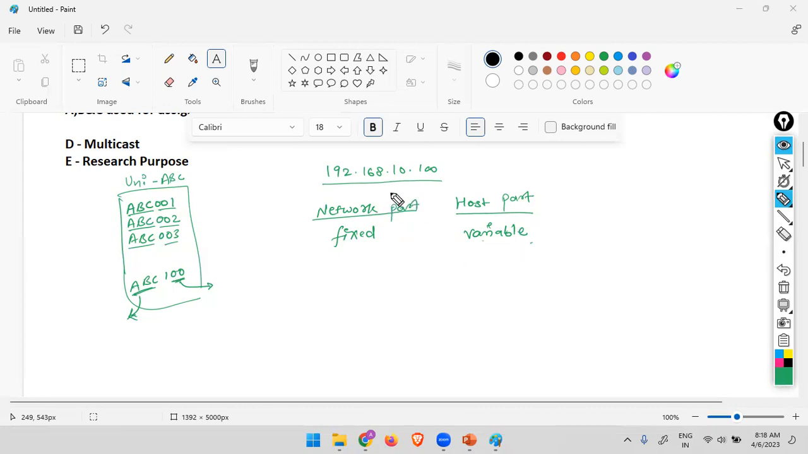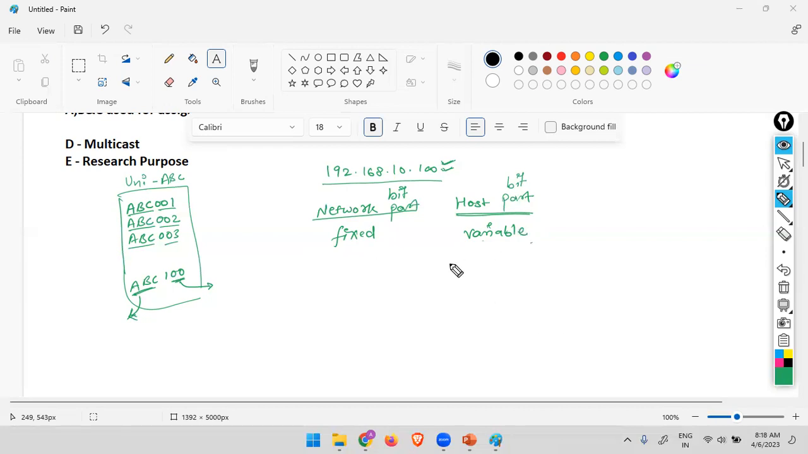Sometimes you'll also say it as network bit and host bit. Your network part tells you to which network this particular machine belongs. In an IP address, there will be a network part, which describes to which network this machine belongs. And the host part tells you the actual number of the machine inside the network, the actual address of the machine inside the network.